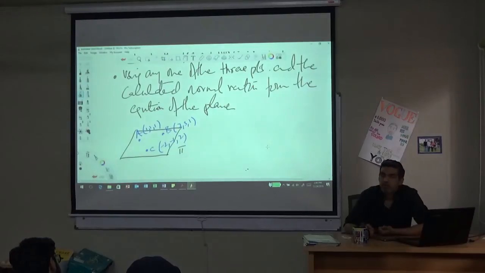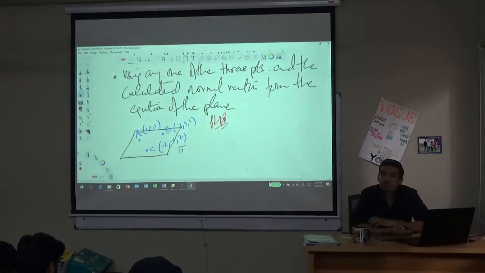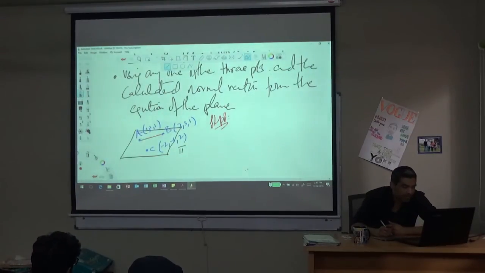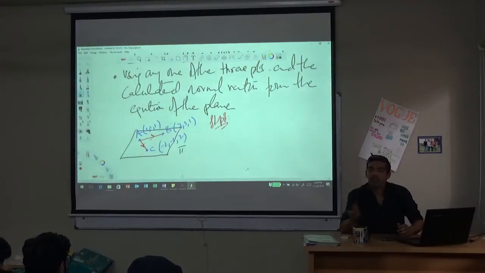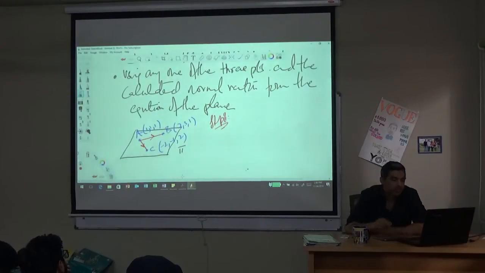Okay. So step 1. Form 2 vectors using these 3 points. You're free to form any 2 vectors. For the moment I'm forming vector AB and vector AC. But you can form vector BA, BC or CB and CA, whatever you want to do. Any 2 vectors.